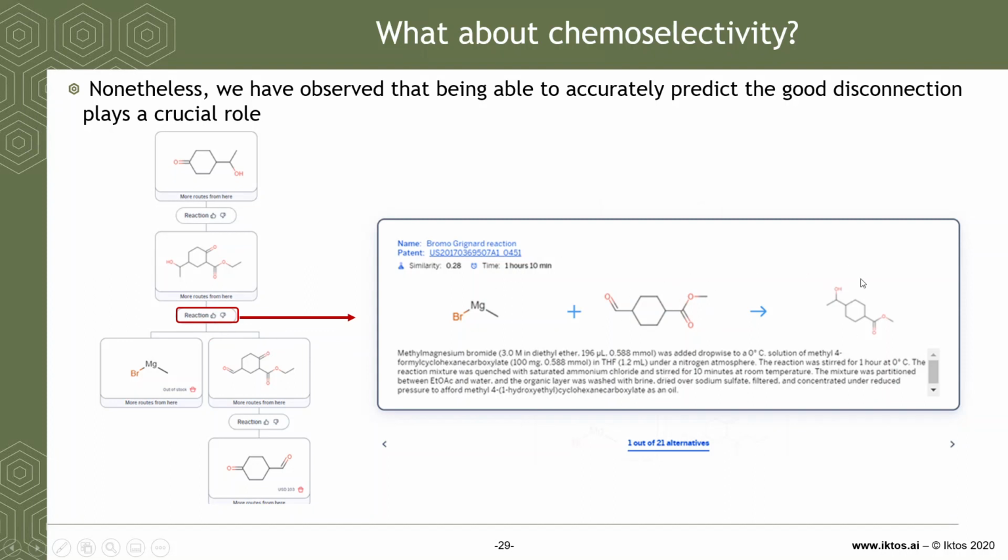As you can see in this reaction published in the literature, it is possible to condense a Grignard on a molecule which contains an aldehyde and an ester moiety if you use one equivalent of Grignard. And here we have one equivalent of Grignard and one equivalent of this methyl cyclohexane carboxylate. So if you have a very good disconnection predictor, the algorithm is able to understand the full context of these molecules and propose a reasonable disconnection, even though you can have different reactive centers.